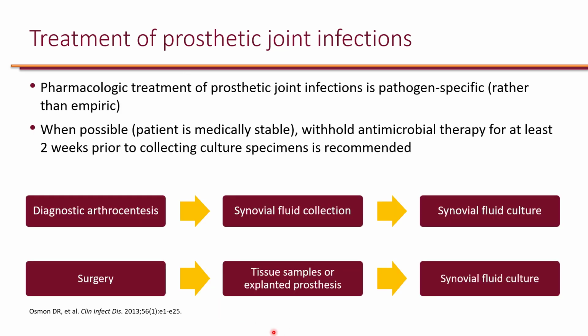Now, antimicrobial therapy for prosthetic joint infection is pathogen specific rather than empiric. What that means is that the antibiotics are selected based on the culture that we receive. And there are 2 ways to receive cultures. If a diagnostic arthrocentesis is performed, that's when we get synovial fluid and we can culture it, and based on the results we can choose antimicrobials. Or if the patient requires surgery, during surgery tissue samples may be collected and sent to the microbiology lab for culture, and then based on the results we can choose antibiotics or any antimicrobial that's needed.